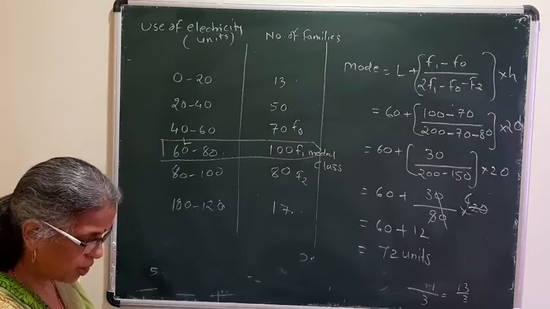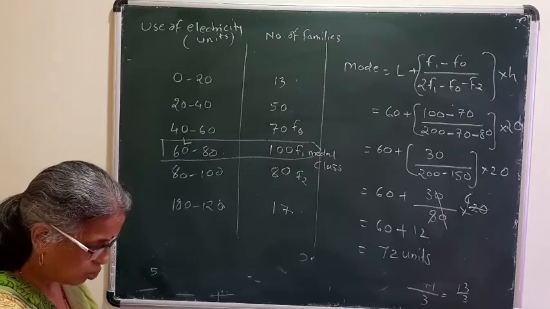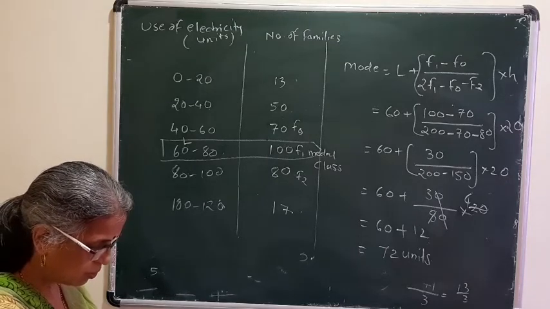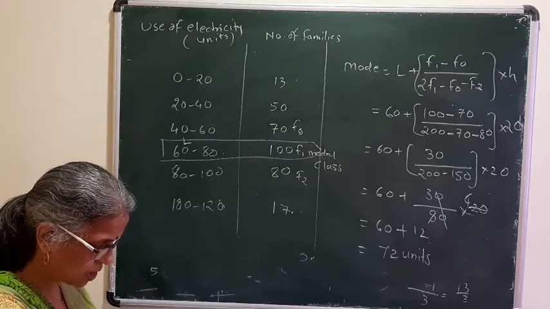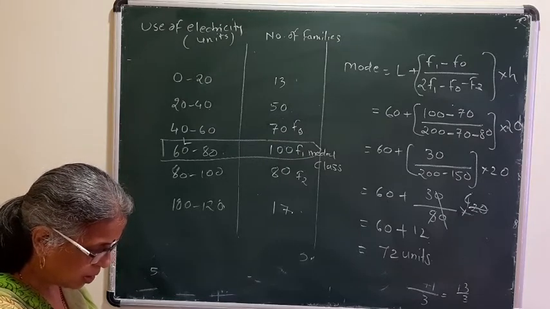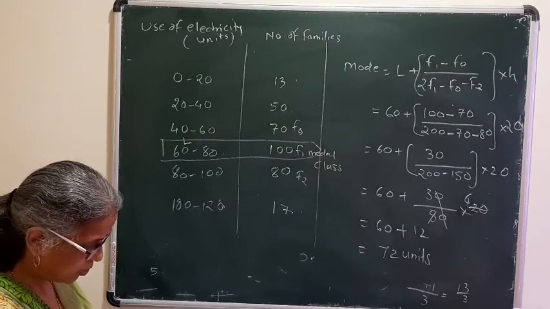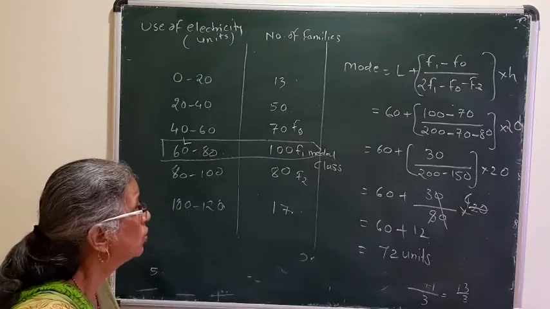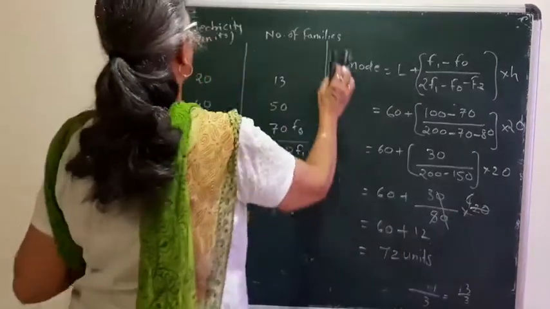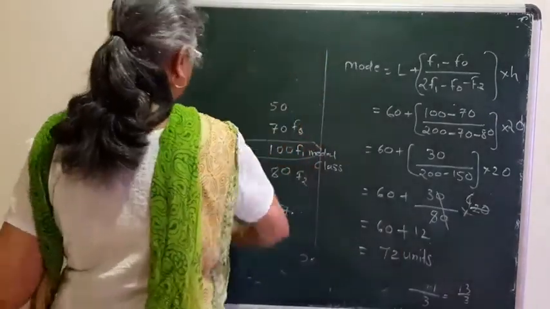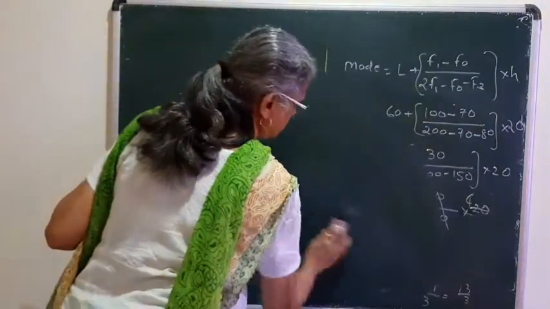In that, 35 will be the 9 to 11. 35 frequency will be the modal class, which is the maximum frequency. So 9 will be the lower limit. F0 will be 20, F1 will be 35 and F2 will be 18. Followed? Now sum number 4 I will do. So only one sum I have given for homework, third sum. Fourth sum.